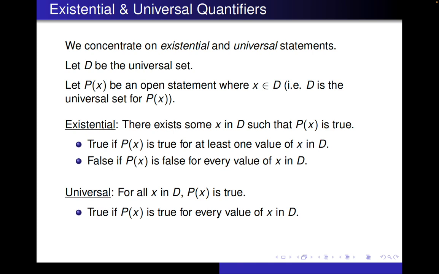So we look at all the values of x in D. If they all make P of x true, that makes our universal statement true. And that means false is when P of x is false for at least one. Because again, even if it's false for one, it can't be true for everyone, and so it's going to make it false.